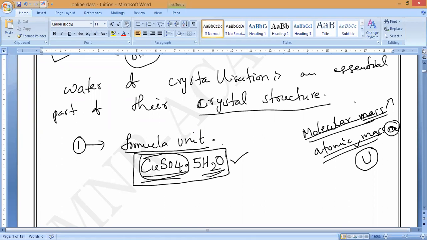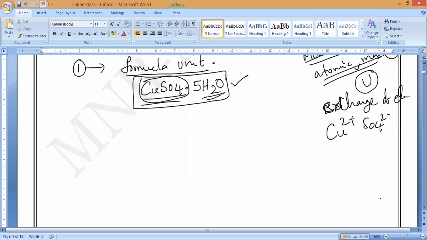Like that, if you are calculating the mass of any kind of compound which is formed by exchange of electrons, they will form ions. You can see here the ions. What are the ions? Cu2+ and SO4 2-. Is it yes or no, guys?